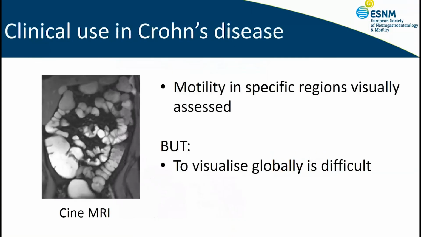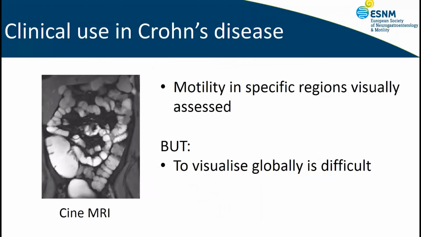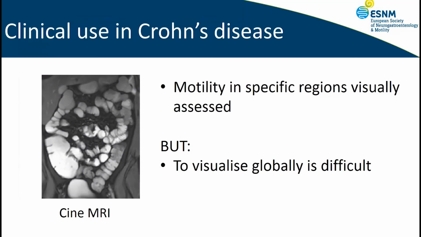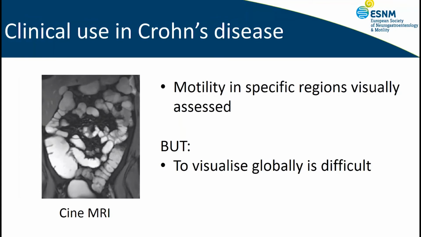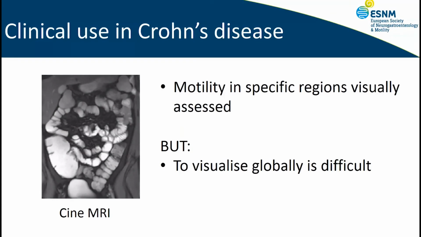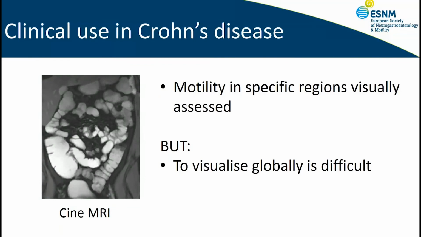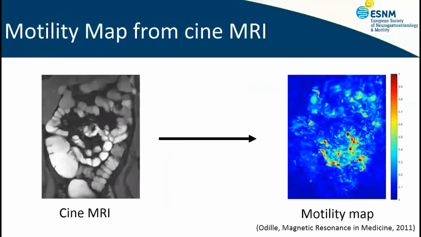So clinically, a radiologist uses these images to visually assess specific regions for the absence or presence of motility. So if motility is present, they can be reassured that everything appears to be okay. But if it's absent, it requires further investigation. However, it's quite difficult to visualize globally due to all the interactions between different regions. So therefore, we wanted to have something that was more objective.